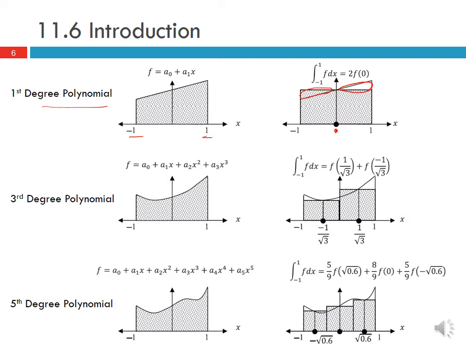Here we've got a third degree polynomial which requires 2 integration points to exactly calculate the integral, and we'll show kind of how this comes about in the following sections. And then we've got an example of a 5th degree polynomial showing with 3 integration points we're able to exactly calculate the integral as this weighted sum of the value of the function at those integration points.